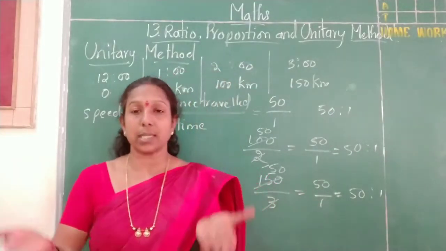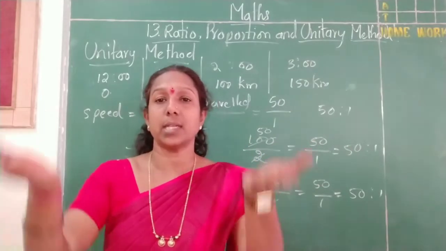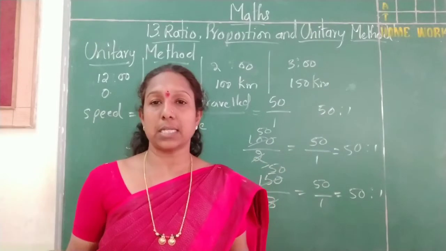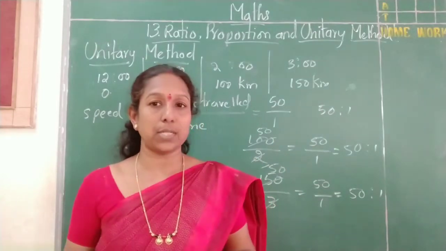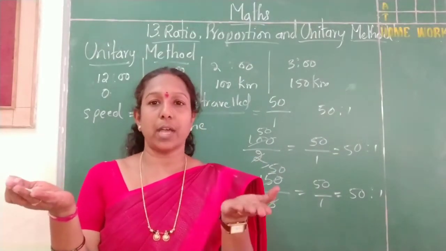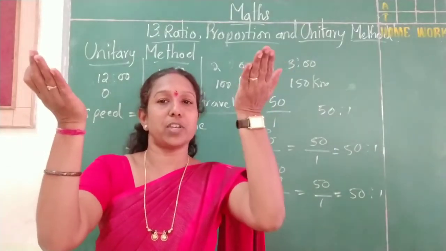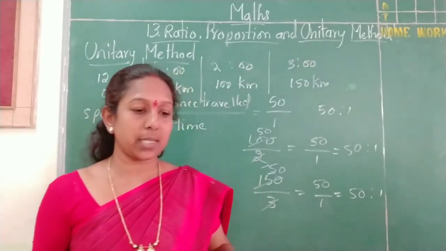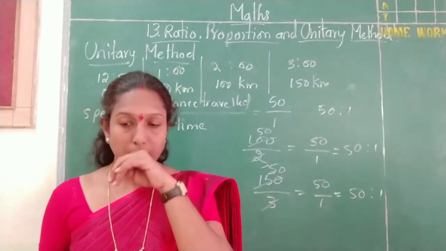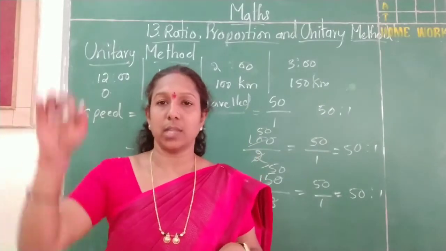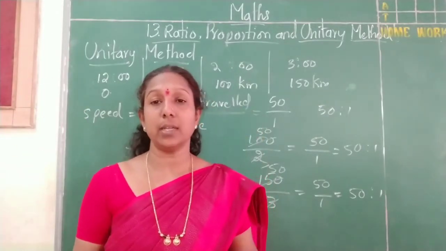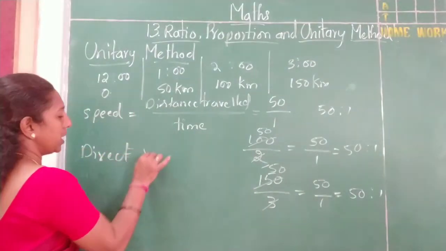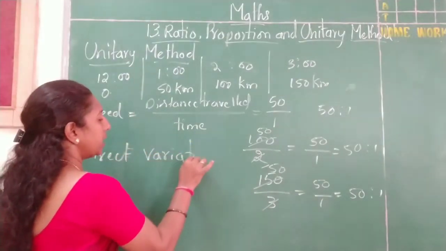When both things are increasing or decreasing at the same time, if one is increasing, the other is also increasing. For example, the cost of one chocolate is 5 rupees. One chocolate is 5 rupees, 2 chocolates 10 rupees, 3 chocolates 15 rupees. If it is like that, if the number of items reduces, then the cost will also reduce at the same time. That type of variation we call direct variation.